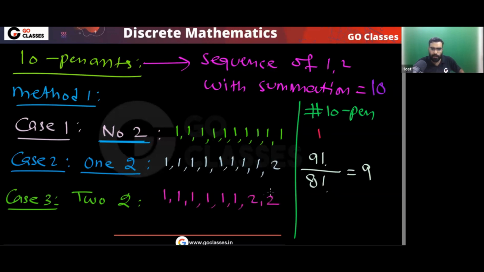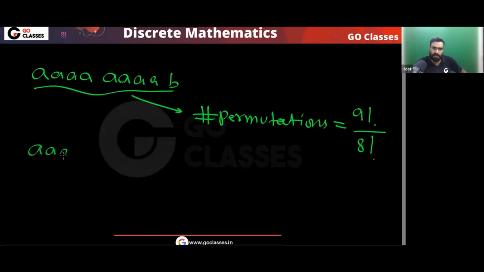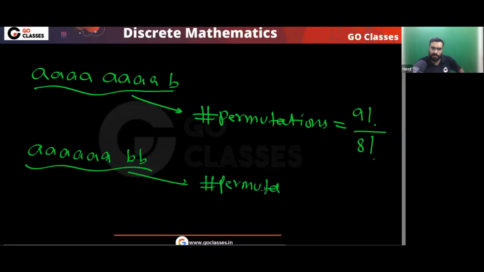Now any permutation here, you can create any permutation because order matters. In a sequence, order matters. When you create the pennant, then order matters. So tell me how many? For example, if you have 6 A's and 2 B's, what is the number of permutations? Total you have 8 factorial divided by 6 factorial 2 factorial.